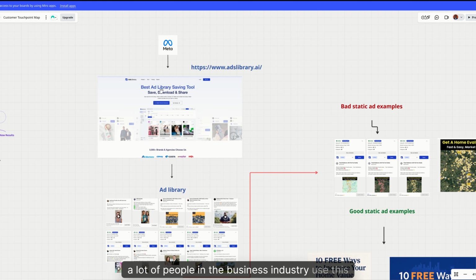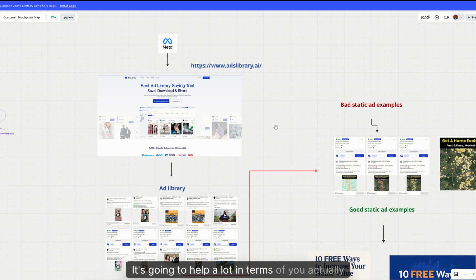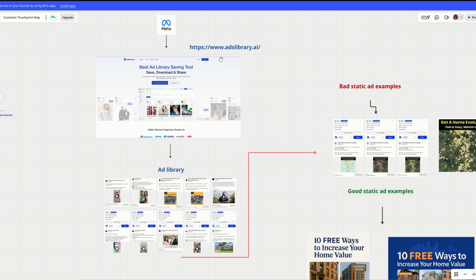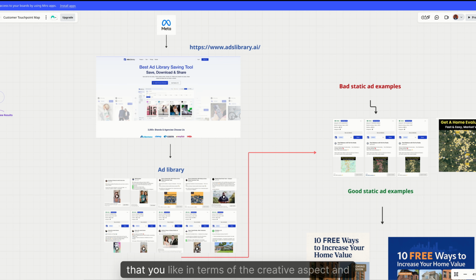A lot of people in the business industry use this as well, so you can use this, especially if you're a realtor. It's going to help a lot in terms of being able to go in, save any ads that you like in terms of the creative aspect, and break them down to see the performance as well.